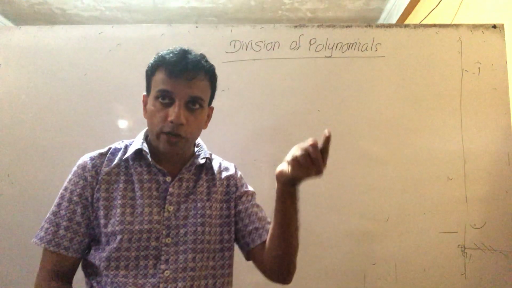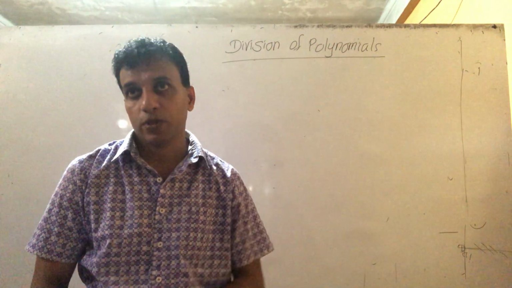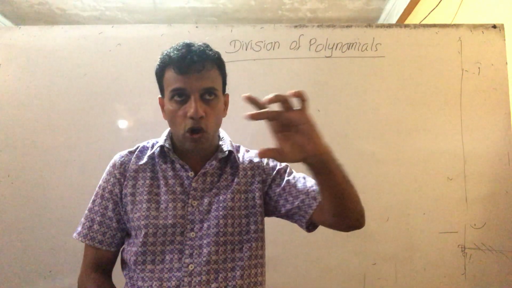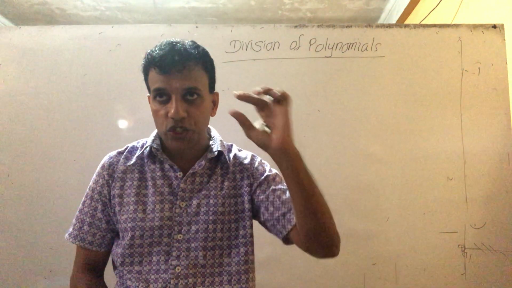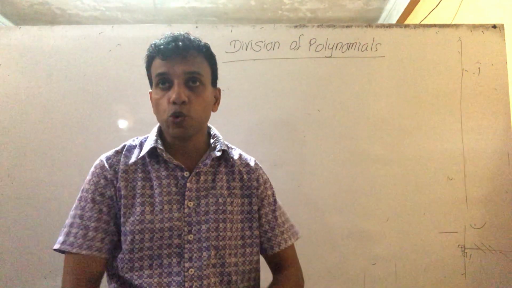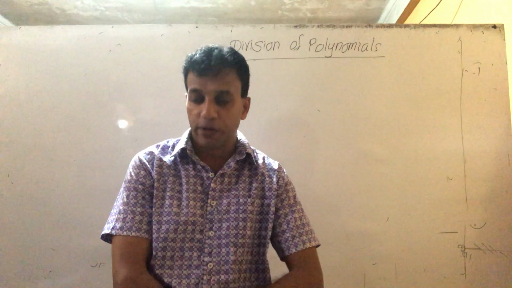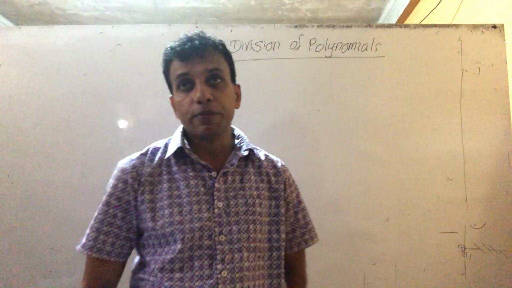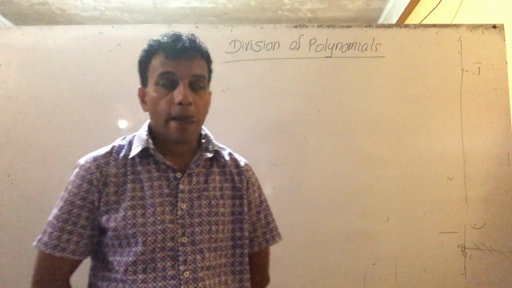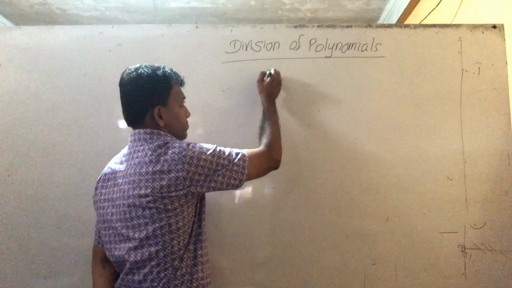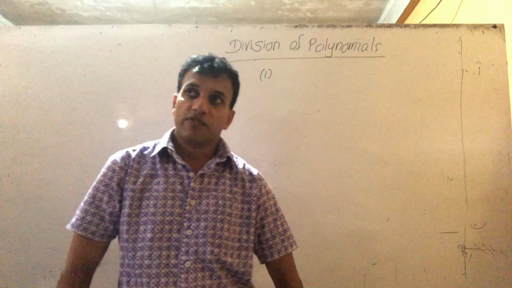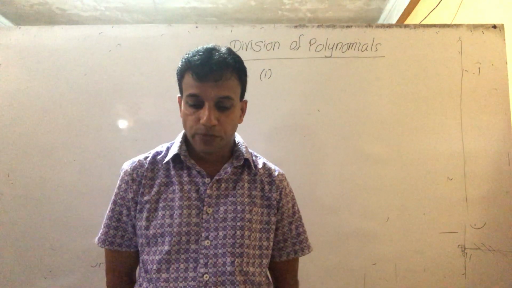You can divide a polynomial by another polynomial. What do you mean by polynomial? The ordinary algebraic expression, a long expression, but the power should be a positive integer. So write this. There are two types of divisions of polynomials. First one, long division.